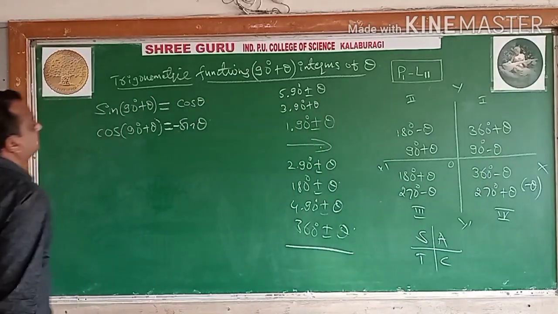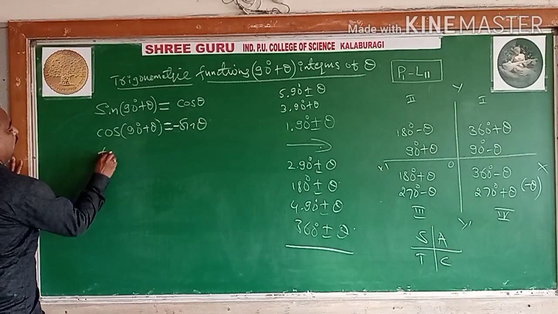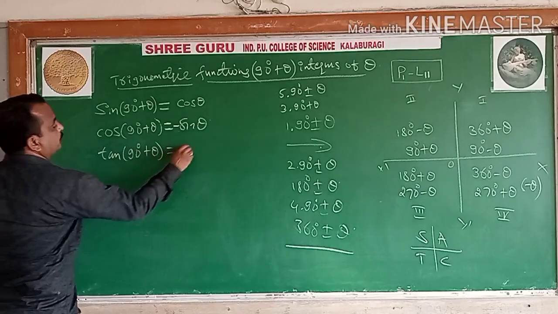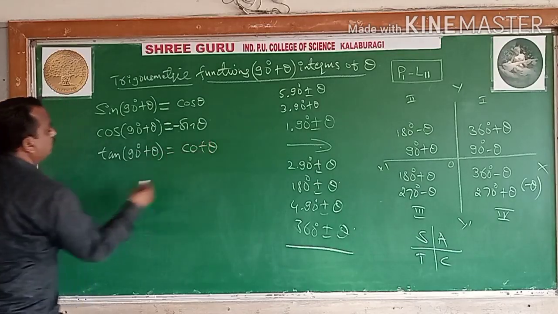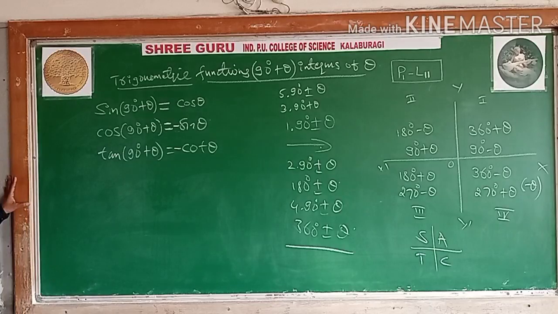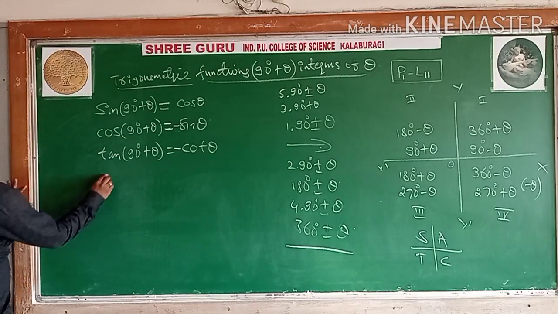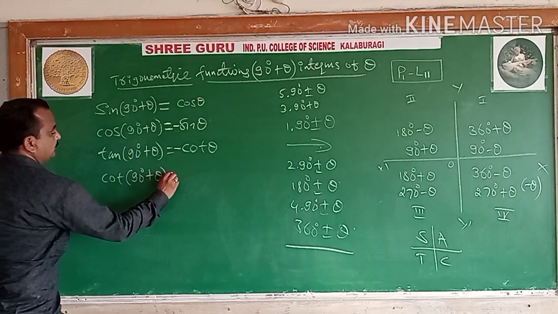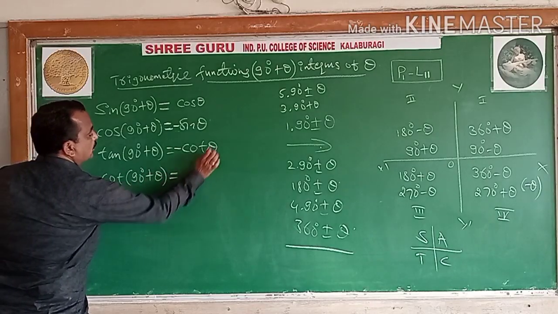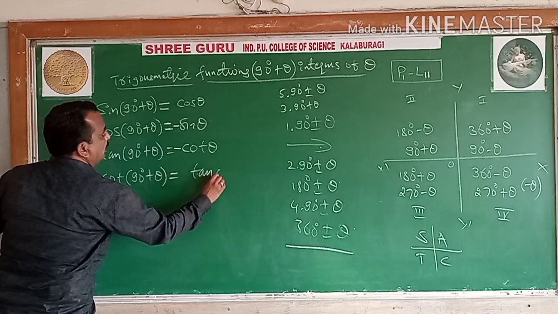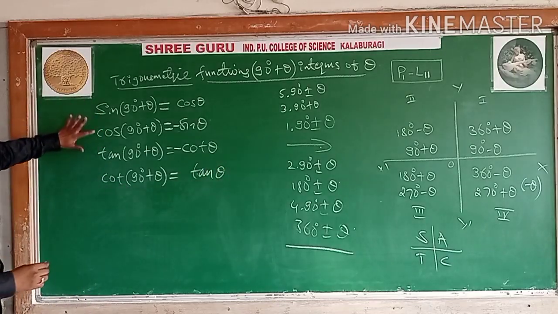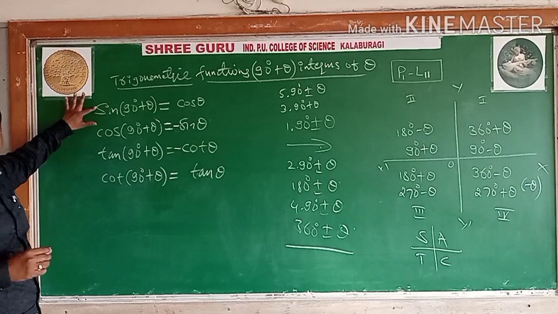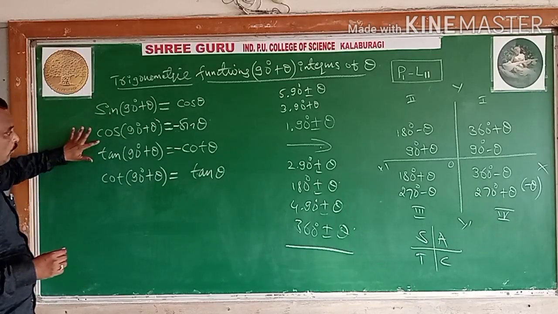So this is about cos of 90 plus theta. Now see, tan of 90 degree plus theta changes to cot theta. This is also negative, because only sine and cosec are positive. Cot of 90 degree plus theta changes to tan. Tan changes to cot, they are co-functions. Sine and cosine are co-functions.